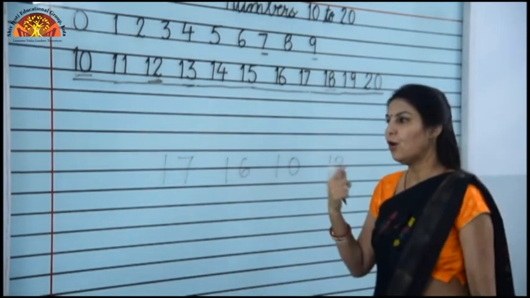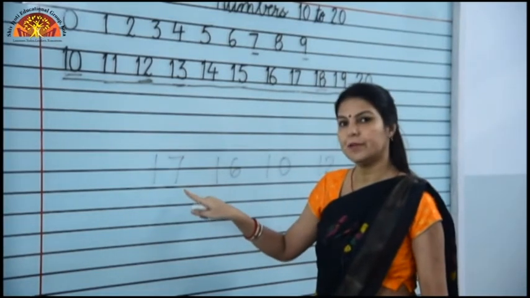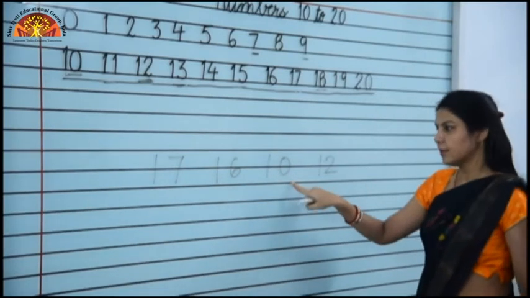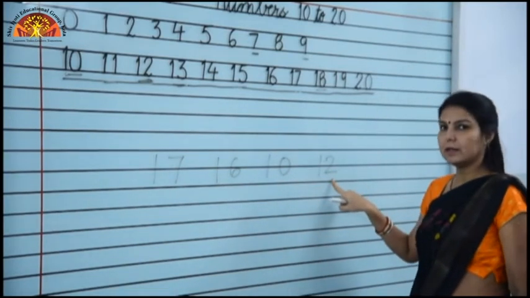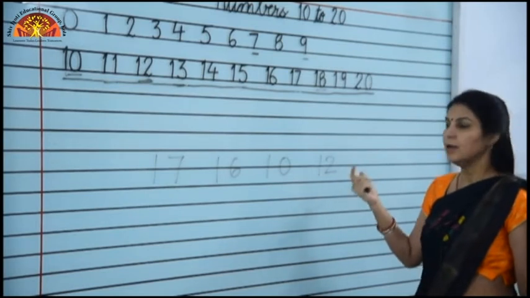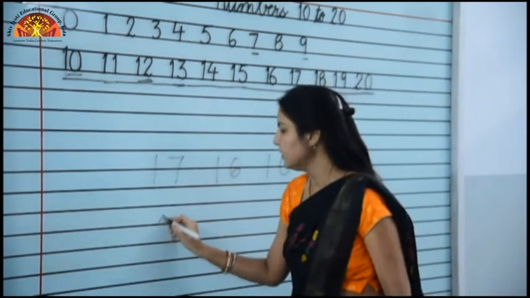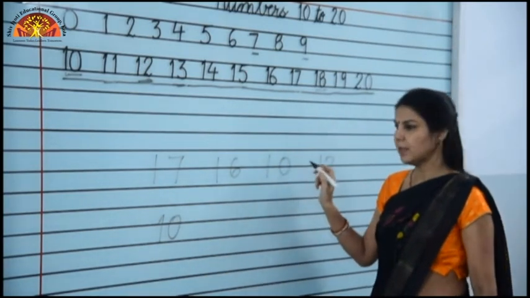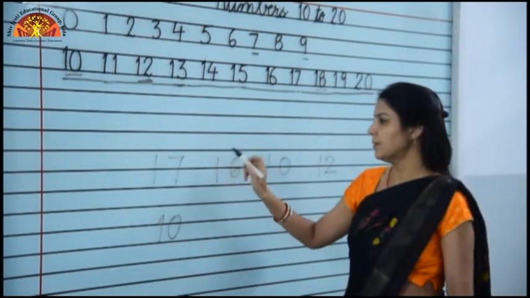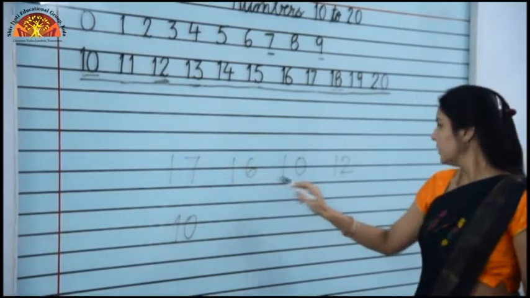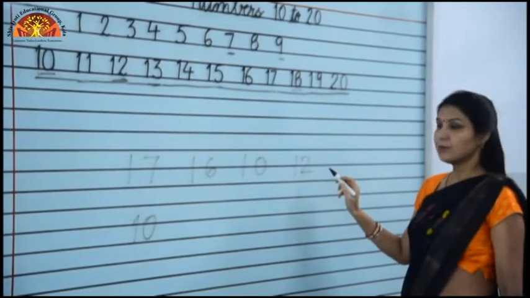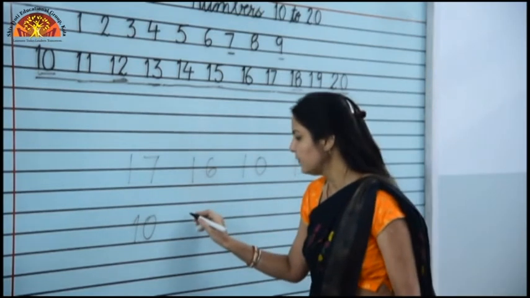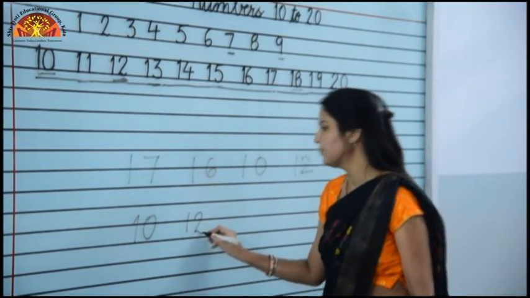Now we will move on ones place. अब हम move करेंगे ones place पर. Here 7 is written, 6 is written, 0 is written and 2 is written. Now you know very well 0 is smaller. So first of all we will write 1, 0, 10. Now leave this number, इस number को छोड़ दीजिए. Now compare the remaining numbers. This is 7, 6 and 2. Now which is closer to 0 here? 12 is closer to 0. So after 10 we will write 1, 2, 12.